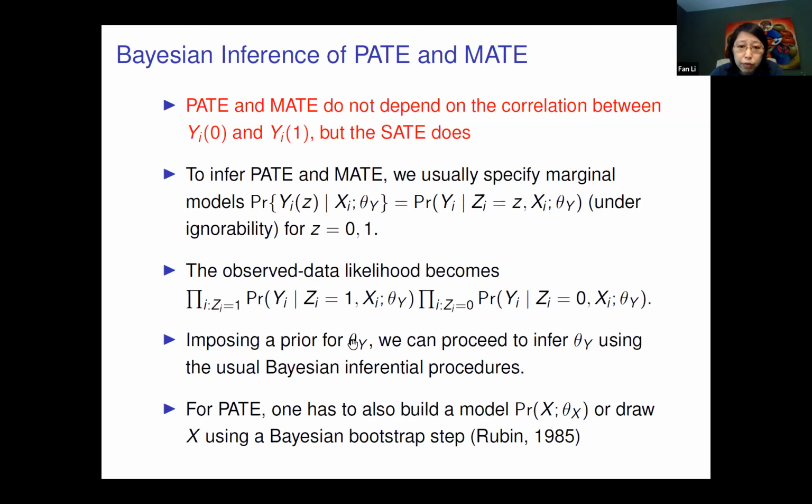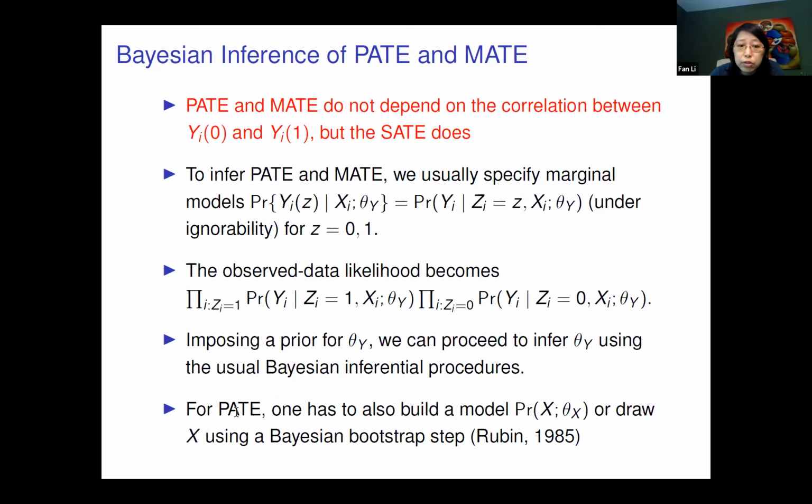You impose a prior for theta y, or theta, well, actually also theta x, because if you want to do PET, then you also have to deal with the... sorry. If you want just MATE, then you can just impose a prior for theta y, because you're already conditional on x, so you don't need to worry about that. You can just proceed to infer the theta y using the Bayesian inferential procedure, for example, Gibbs sampling or data augmentation. Essentially, I'm not gonna talk about the details.